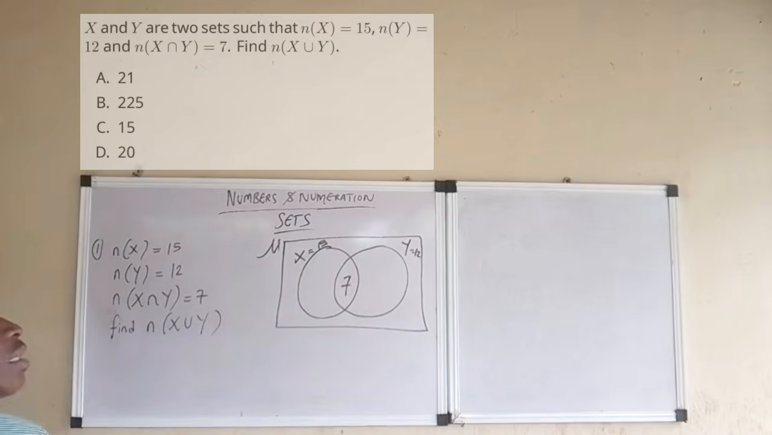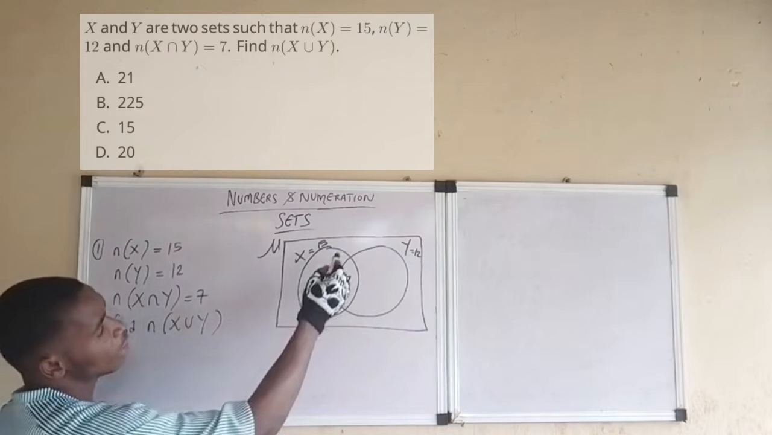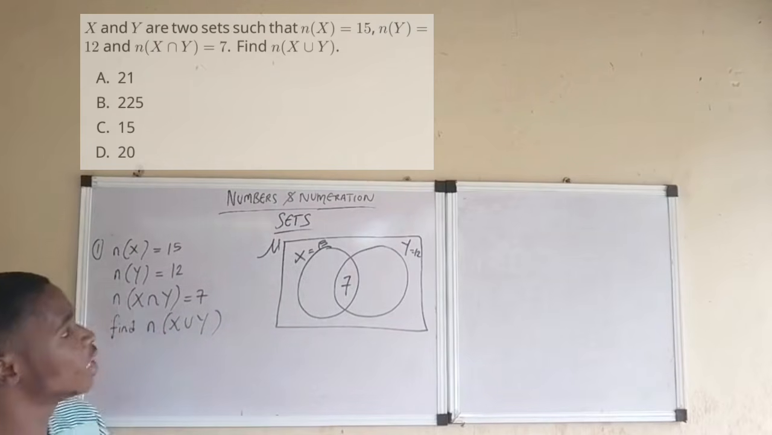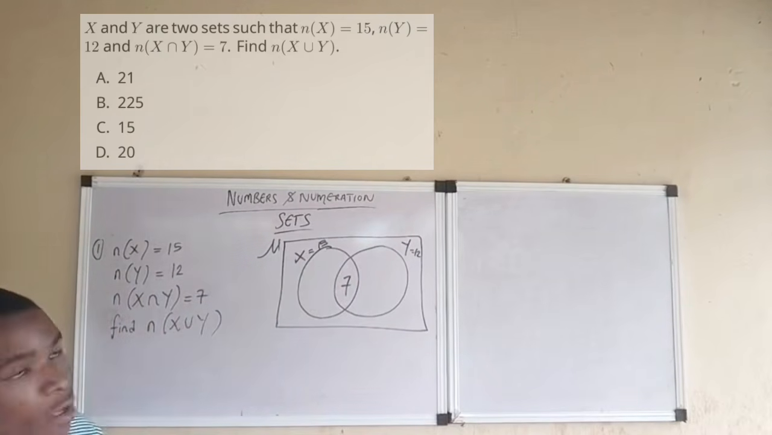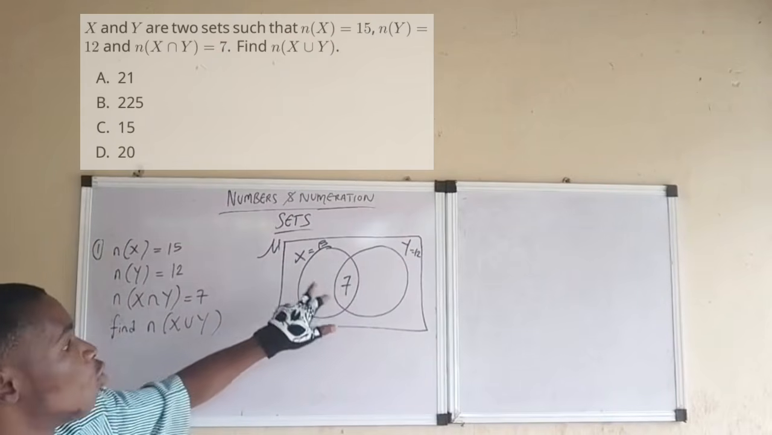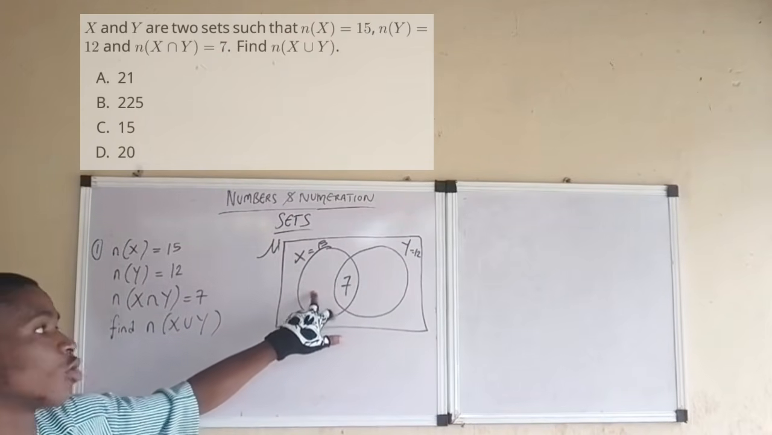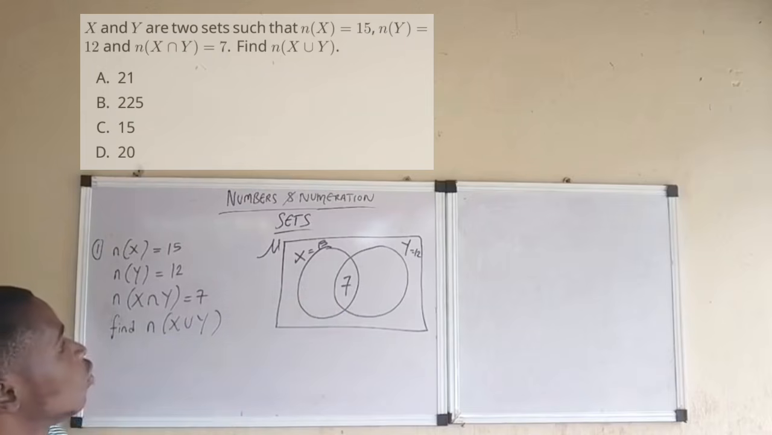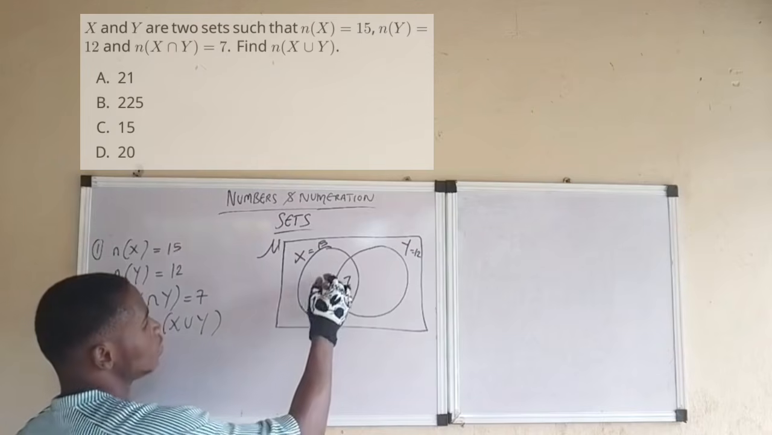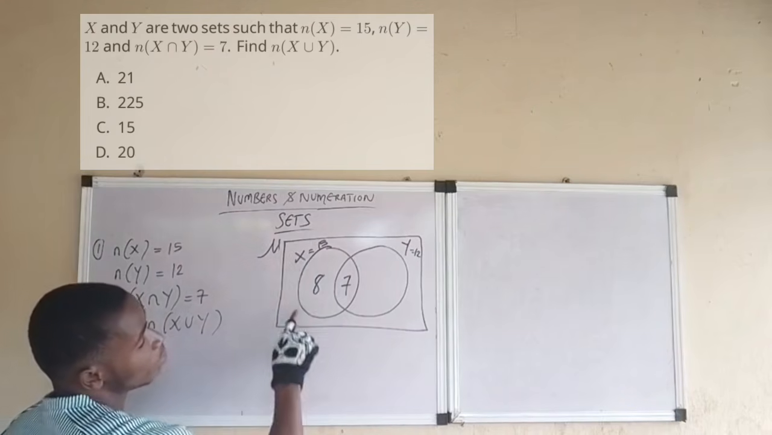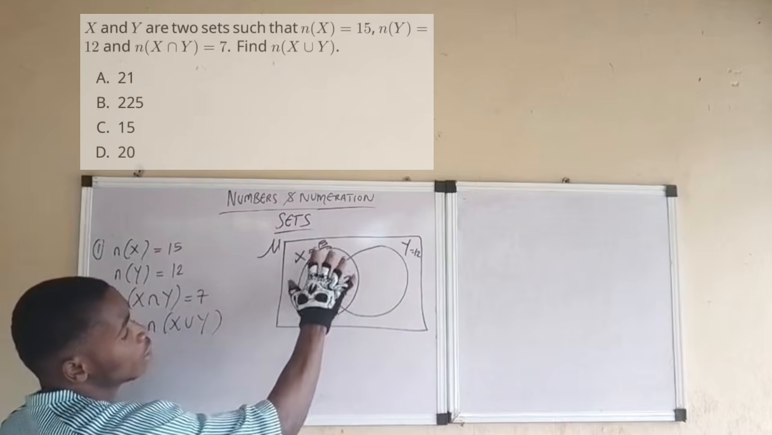Now, this whole circle that you are seeing represents all the elements that can be found in X. And we're told that all the elements in X is 15. But this whole circle belongs to X. If one portion of this whole circle is already 7, what will be this other portion? That's what we need to find. So if one portion is already 7, this other portion is going to be 8, because 8 plus 7 gives us a total of 15. That's what makes set X contain a total of 15 elements.